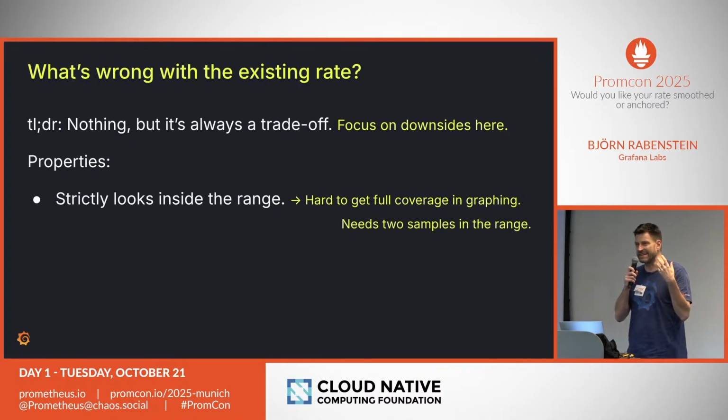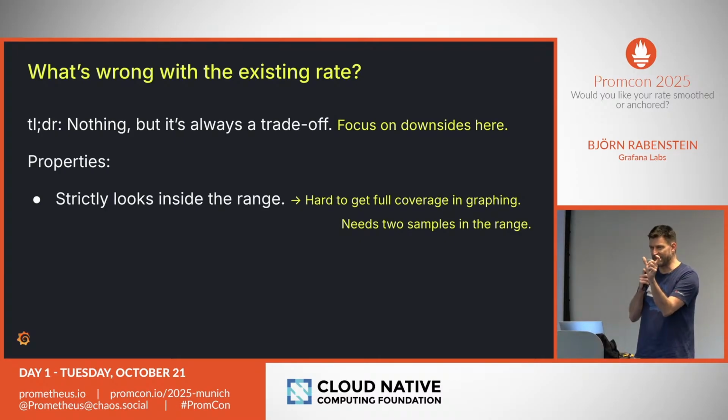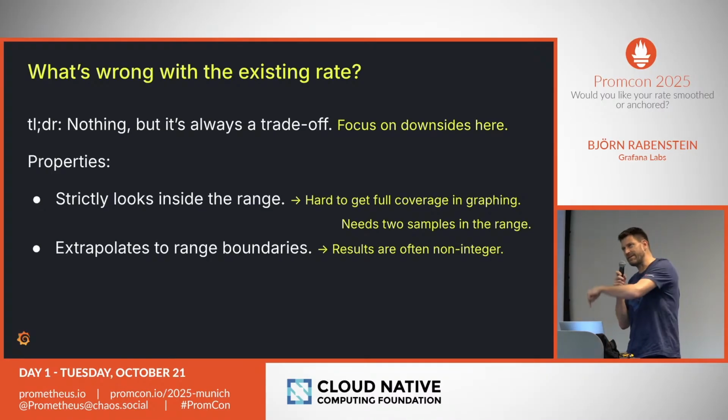So this is actually a good property, I think, but it has problems. You have this range, rate over 5 minutes, and it only looks within the 5 minutes. So if you line them all up, it's hard to get full coverage in graphing, and you always need at least 2 samples in the range, right? And you have to extrapolate to the range boundaries for a proper result. That means the results are non-integer, which is surprising for many.